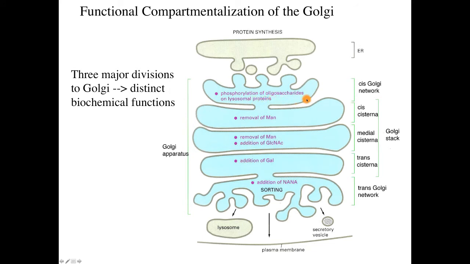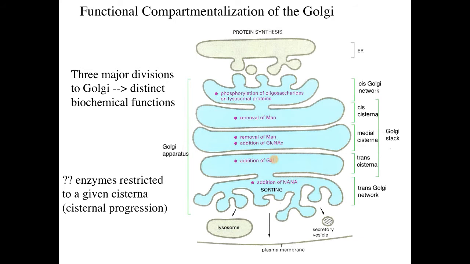to lysosomes. In the cis-cisternae of the Golgi, mannose residues are removed. Remember, we said that with glycosylation, you get these sugars that are added all at one time, and then these sugars are clipped and processed as you move through the Golgi. So in the cis-Golgi, it's thought that one removes mannose. In the medial cisternae of the Golgi, there's removal of mannose and addition of N-acetylglucosamine. In the trans-cisternae of the Golgi, there's addition of galactose. In the trans-Golgi network, there's addition of sialic acid. So it's thought each of these cisternae of the Golgi has unique biochemical functions.